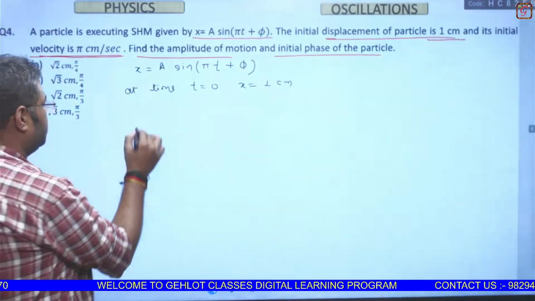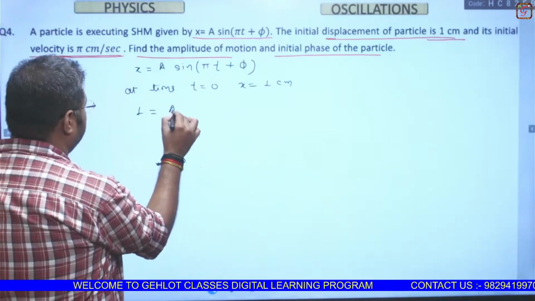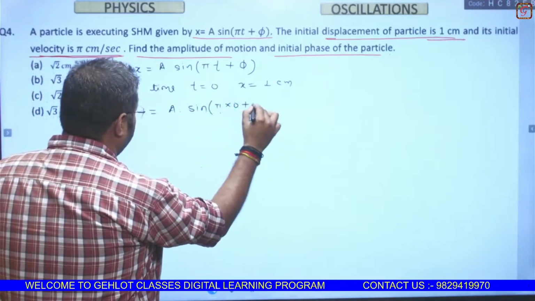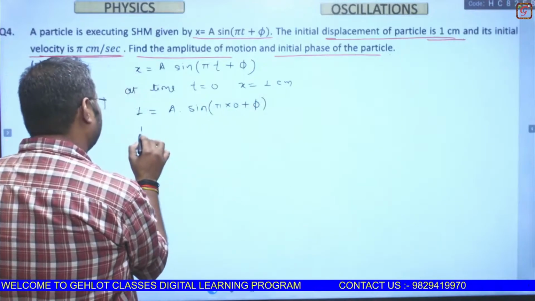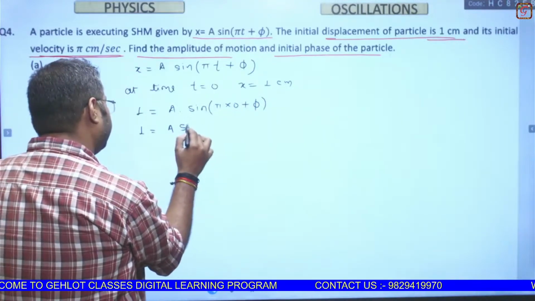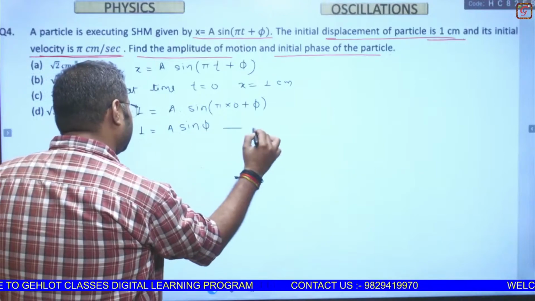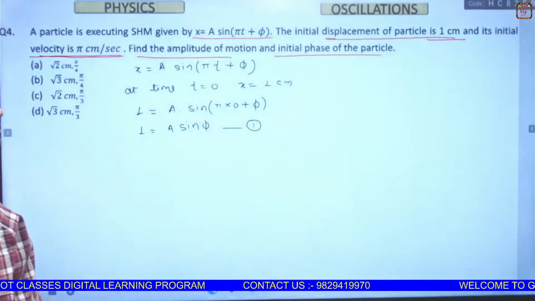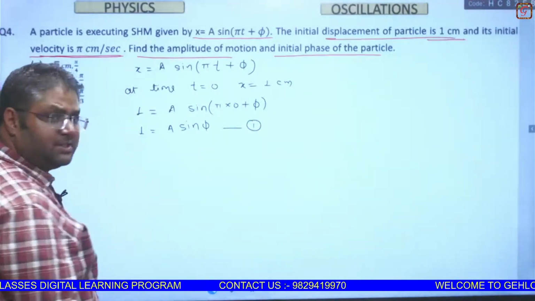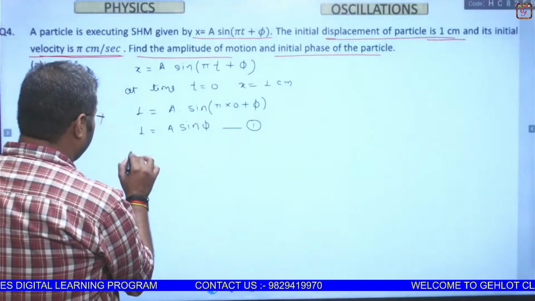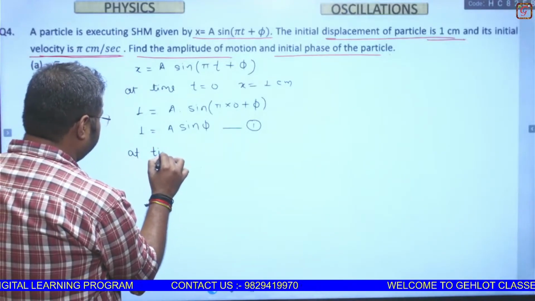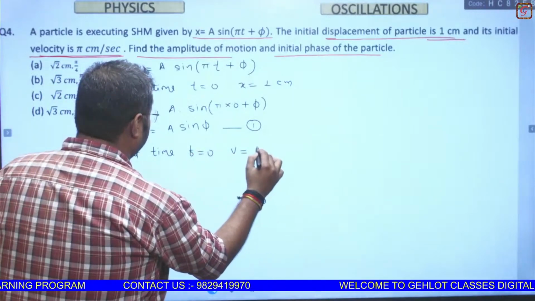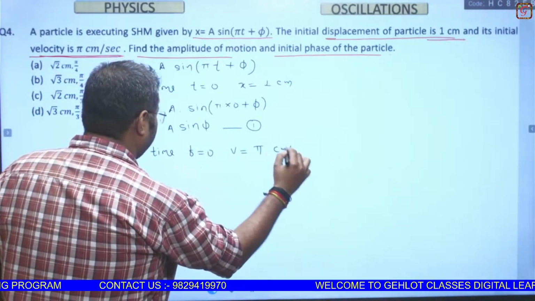Substitute this. So 1 is equal to a sin(pi into 0 plus phi). So this term will become 1 is equal to a sin phi. This is equation number 1. Now there is one more condition given. The initial velocity is pi centimeter per second. So at time t equals 0, v is equal to pi centimeter per second.